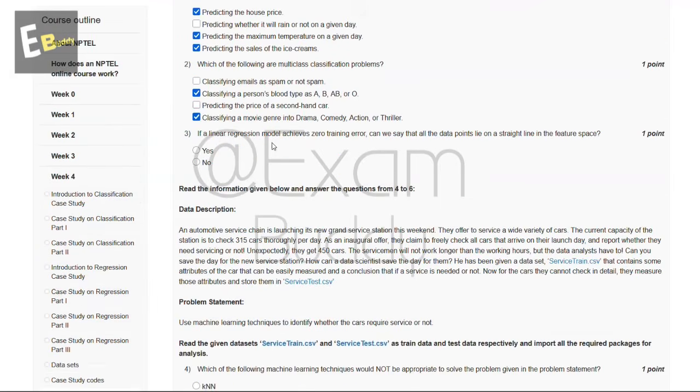If a linear regression model achieves zero training error, can we say that all the data points lie on a straight line in the feature space? Yes or no? So the answer of our third question is yes. And now let's go to our question number 4.